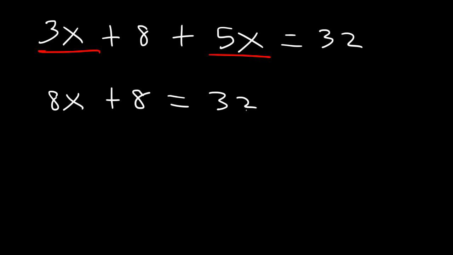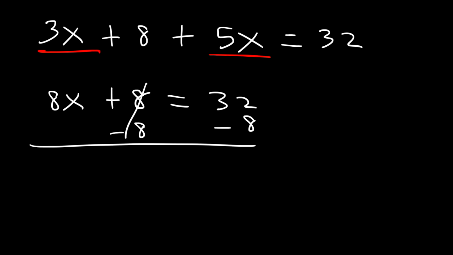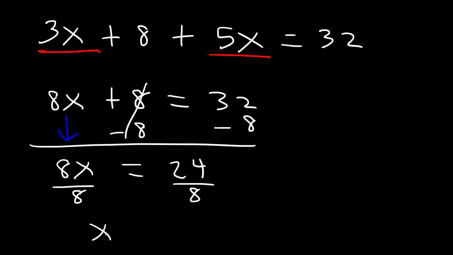Now we have a problem that's similar to the ones that we dealt with in the beginning. So let's go ahead and subtract both sides by 8. 8 minus 8 is 0. We can bring down the 8x. And on the left side, we have 32 minus 8, which is 24. And now let's divide both sides by 8. So 8x divided by 8 is simply x. 24 divided by 8 is 3. And therefore, this is the answer. X is equal to 3.